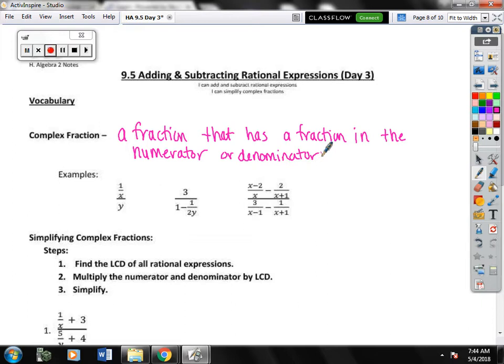I have a couple examples just showing you one that has a fraction in the numerator. This one has a fraction in the denominator. This one has fractions in the numerator and the denominator. So they look really intimidating, but they're actually not that difficult to solve.